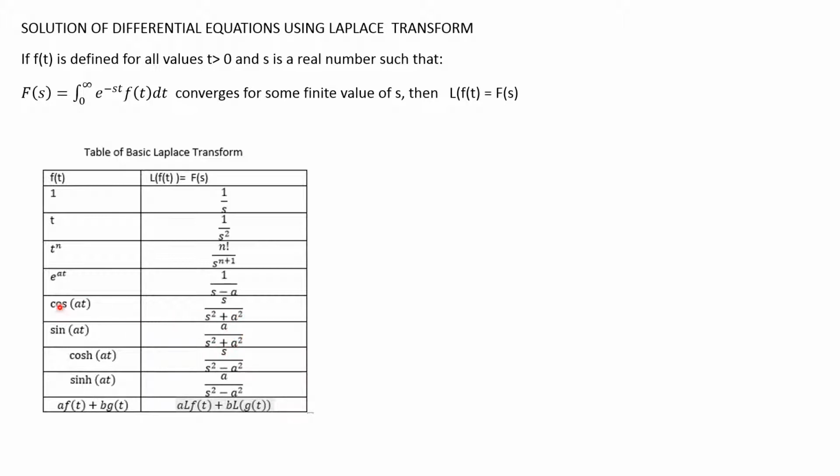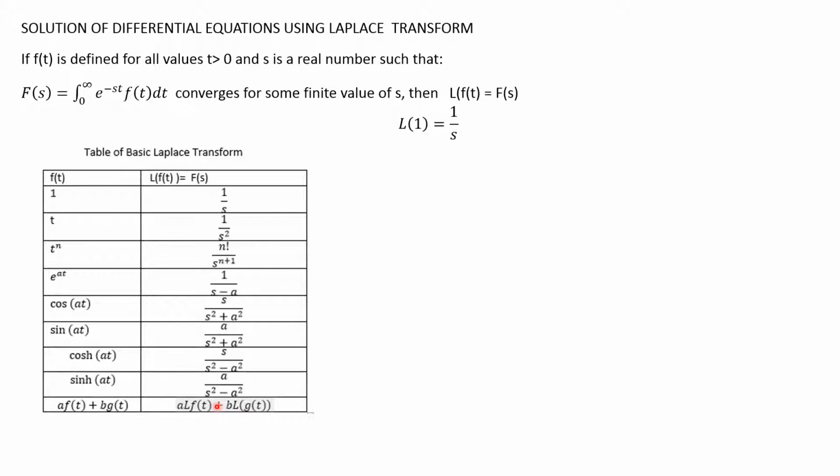Take a look at the difference. For cosine, the numerator is s. For sine, the numerator is the constant a. Now, similarly, for hyperbolic cosine at, you have s over s squared minus a squared. For hyperbolic sine at, you have a over s squared minus a squared. And for a f of t plus b g of t, where a and b are constants, the Laplace transform is a L of f of t plus b L of g of t. You can distribute the L, so this is the linearity property.